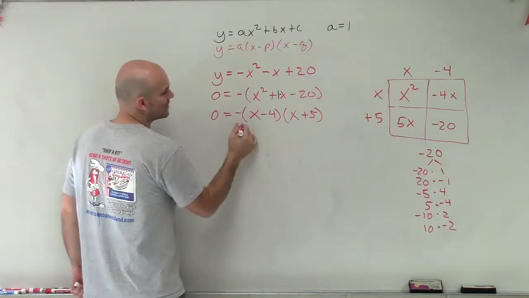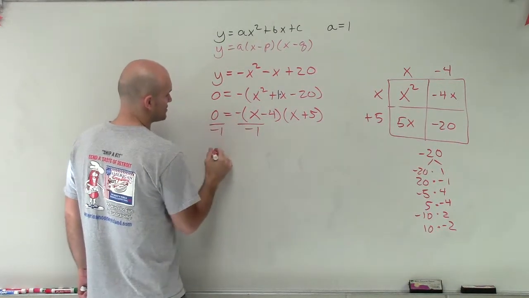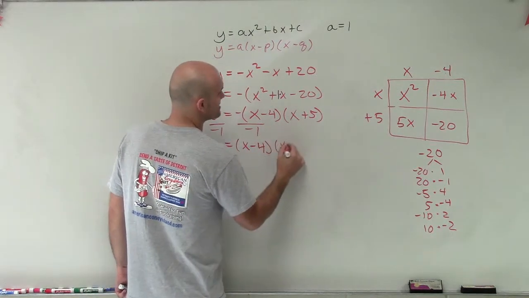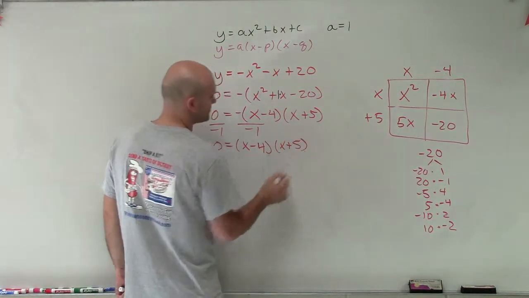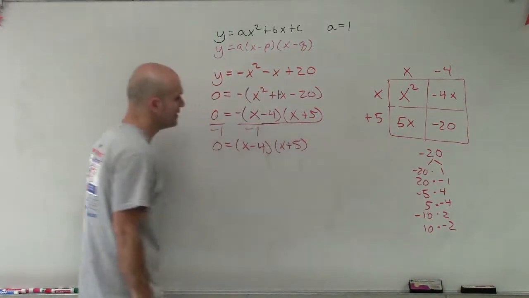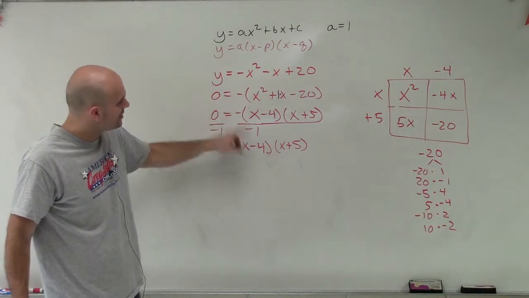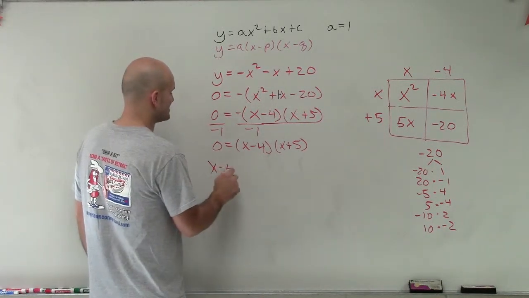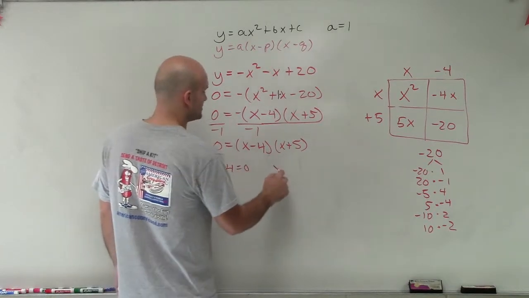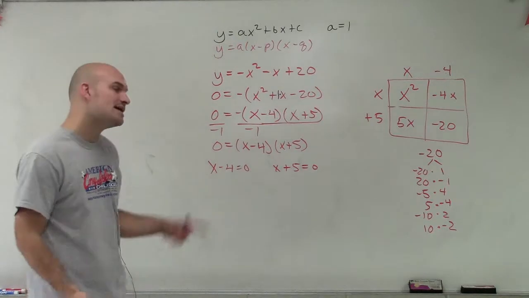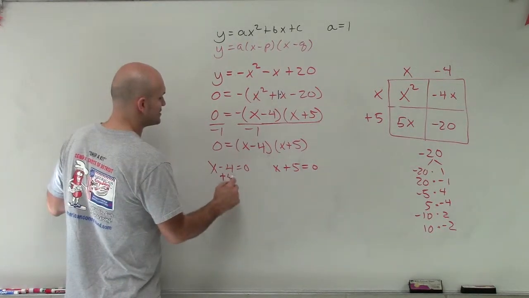Now, what do we do with this -1? Just apply our inverse operations. And that -1 doesn't affect our solution. If I divide the whole thing by -1, it's still just going to divide to 1, and I'm just left with my solutions. So therefore, now I set both factors equal to 0. And now I have two linear equations that I can use my inverse operations to solve.